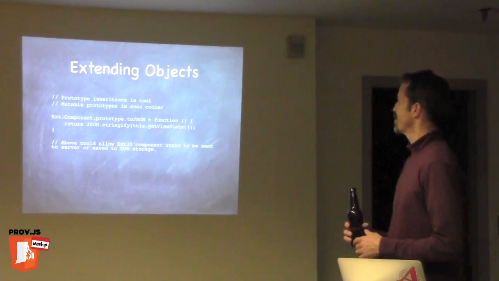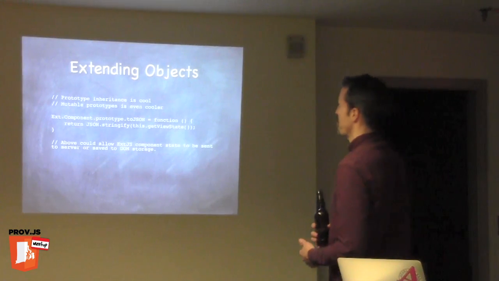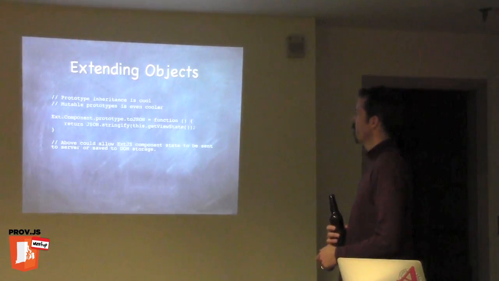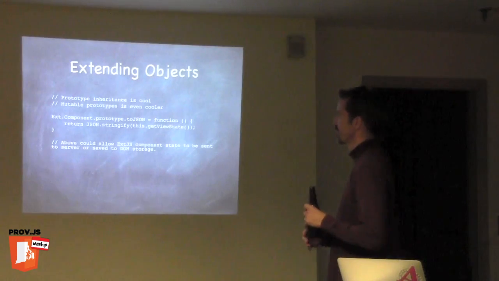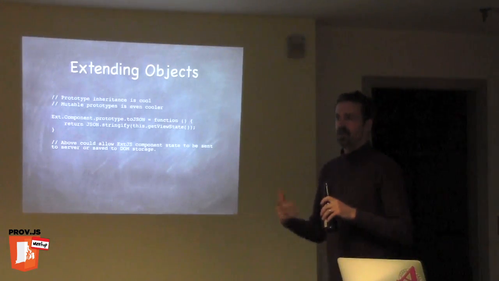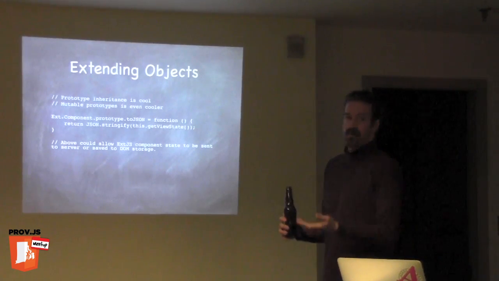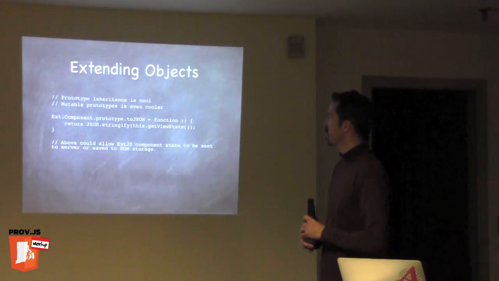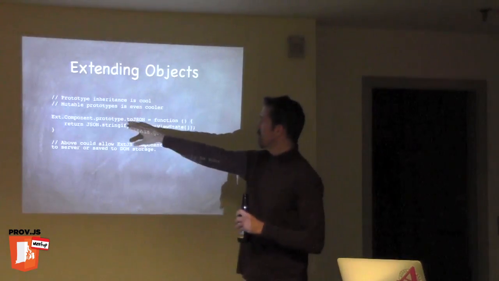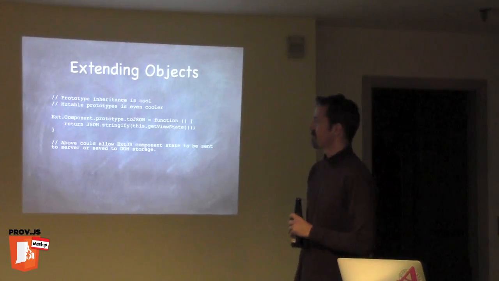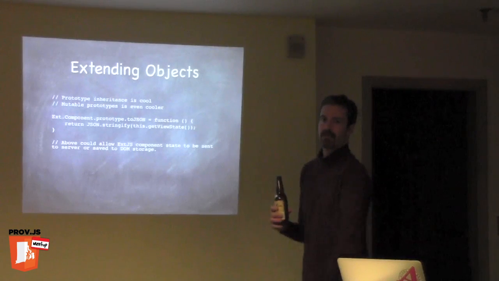Okay, so extending objects. One of the things I thought was really cool about JavaScript was the ability to add methods, essentially, or basically manipulate the prototype of an object, or just add properties to an object, whatever. But being able to manipulate the prototype to add additional functionality that wasn't thought of by the person who wrote the framework.